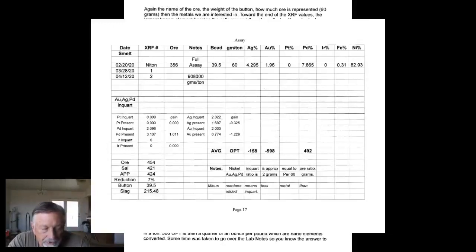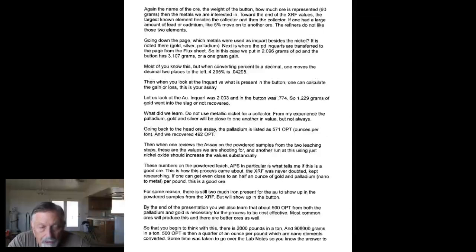Let's look at the gold. In-quart was 2.003, and what was in the button was 0.774. So 1.229 grams of gold went into the slag or not recovered. In this case, that was metallic gold, actually, that we put there. What did we learn? Do not use metallic nickel for a collector. From my experience, the palladium, gold, and silver will be close to one another in value, but not always.